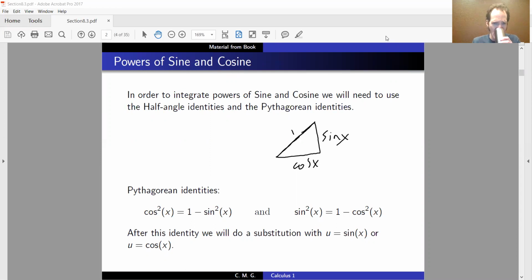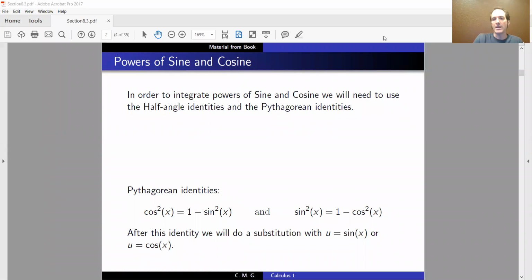So now, what I again want to do is get cosine squared out of there or sine squared out of there. So I get cosine squared is 1 minus sine squared, or sine squared is 1 minus cosine squared. And then once I've done this identity, I'm going to do a u substitution with either u equals sine of x or u equals cosine of x in the integral.